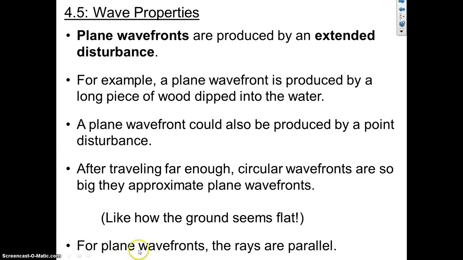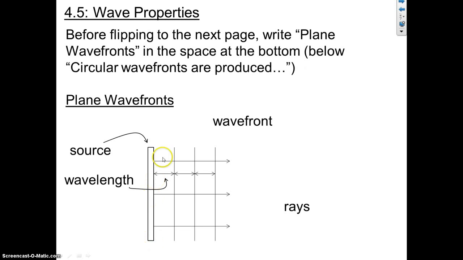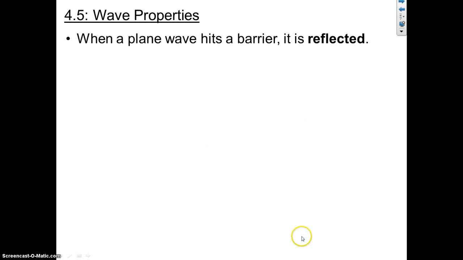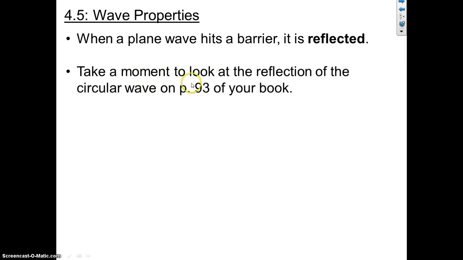So for plane wavefronts, those rays are parallel, and we saw that in the drawing. These plane wavefronts are all parallel to each other, like this bullet says. When a plane wave hits a barrier, it's reflected. When circular waves hit a barrier, they also are reflected.